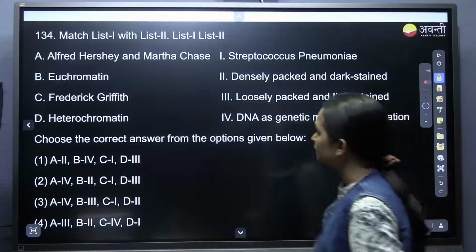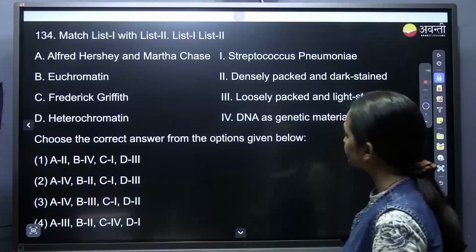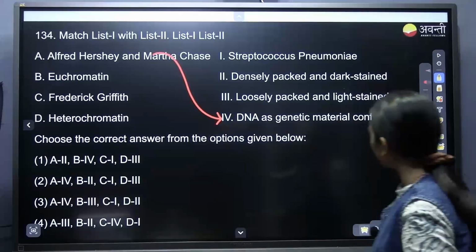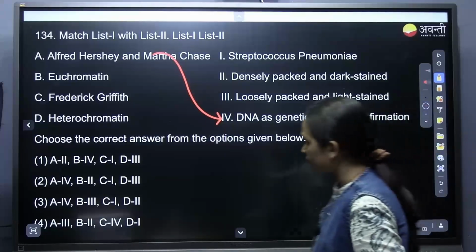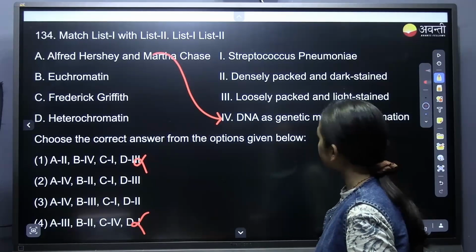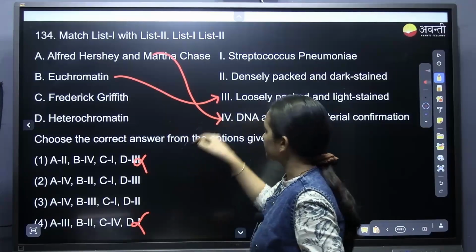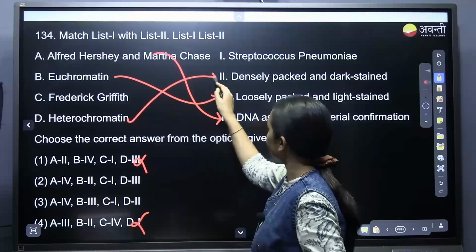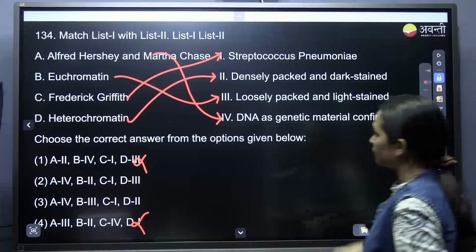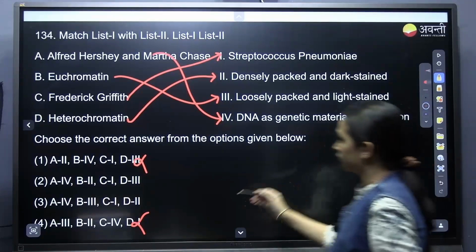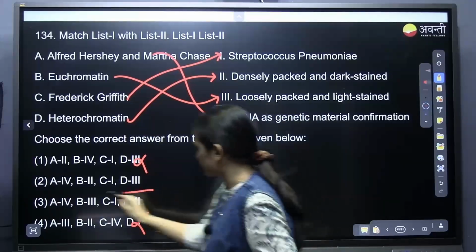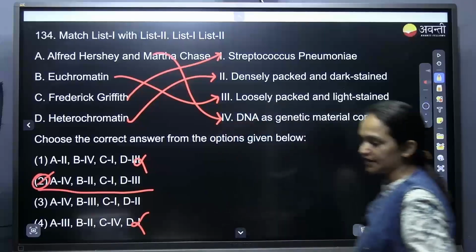Match list 1 and 2. Alfred Hershey and Martha Chase gave DNA as genetic material, confirmation. So A4 straight away, eliminate 2 options. Euchromatin, loosely packed. Heterochromatin, densely packed. Griffith, Streptococcus pneumoniae, D2. Yes, sorry. D2, C1. Option 2 is the right answer. Easy question.